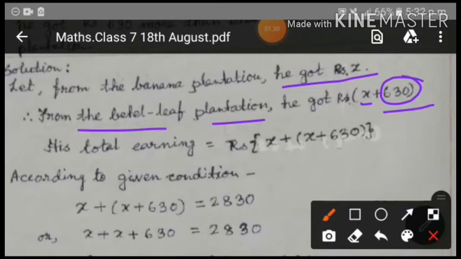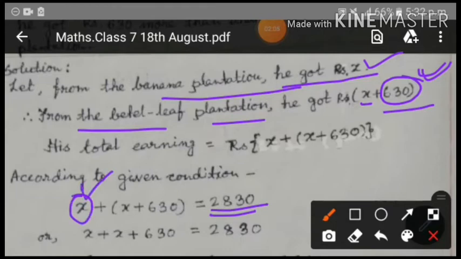630 rupees more means what? Whatever he got from the banana plantation, from that money he got 630 rupees more than that amount, because here the money which he got from the betel leaf plantation is dependent on the banana plantation. That is why we are considering the amount of money which he has got from the banana plantation to be rupees x. Also given in the question is that his total earning is rupees 2830. So this is the money which he has got from the banana plantation and this is the money which he has got from the betel plantation. So we are adding these two.